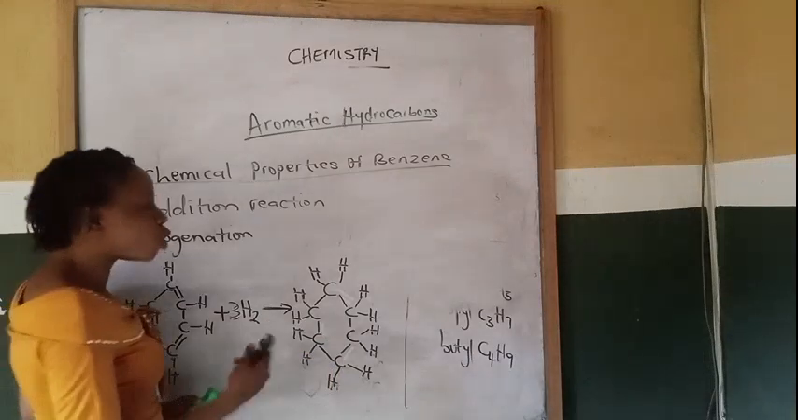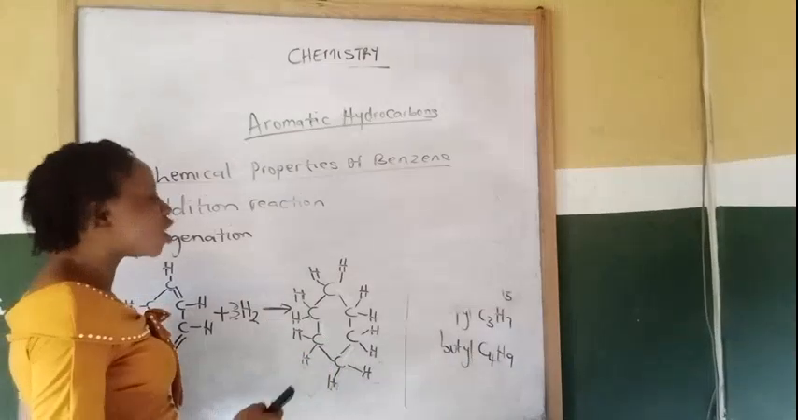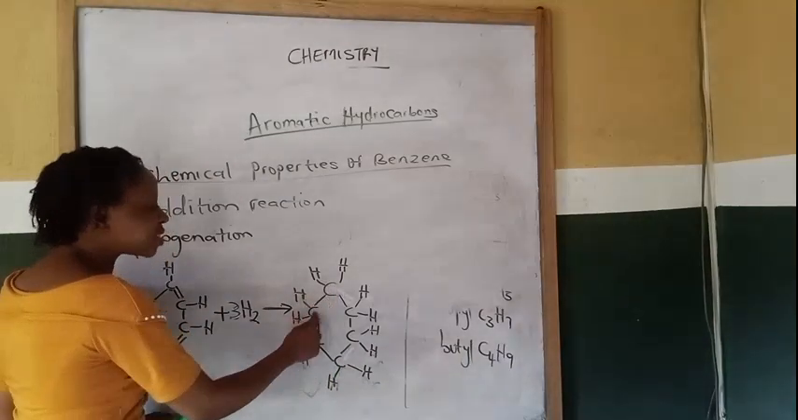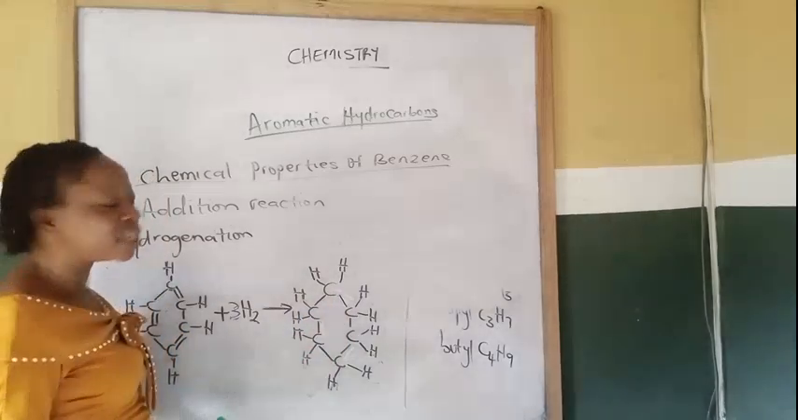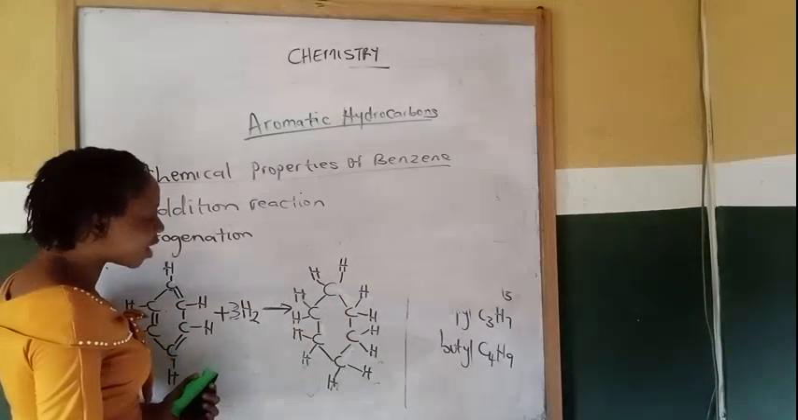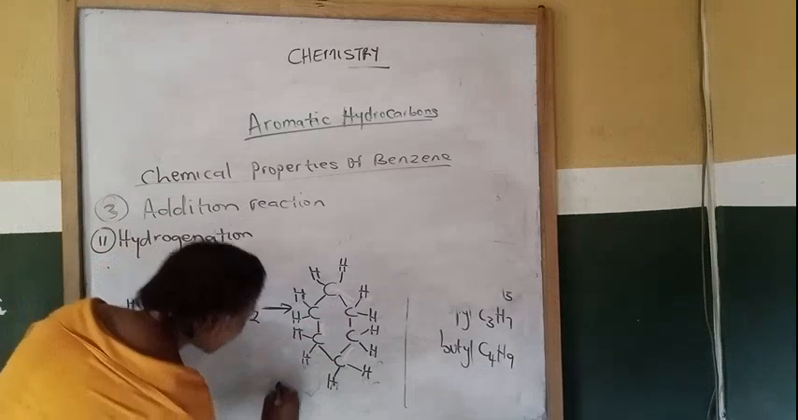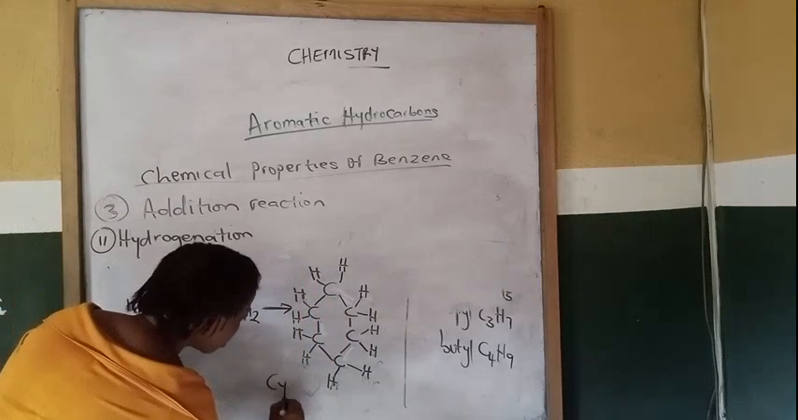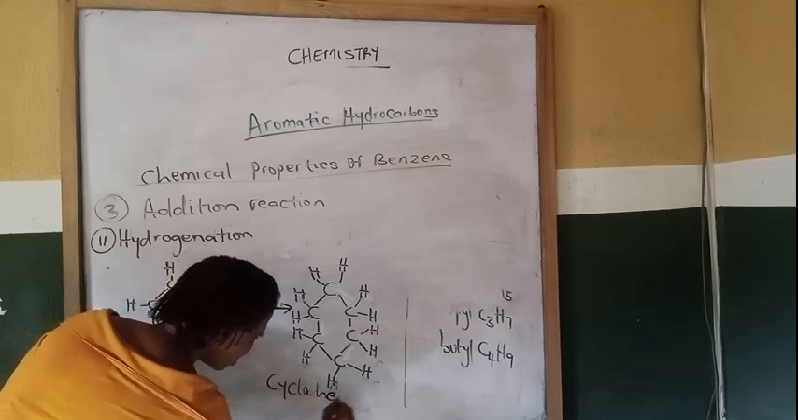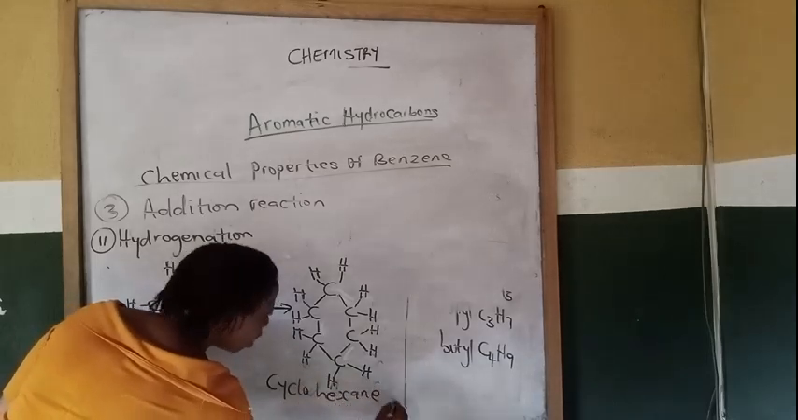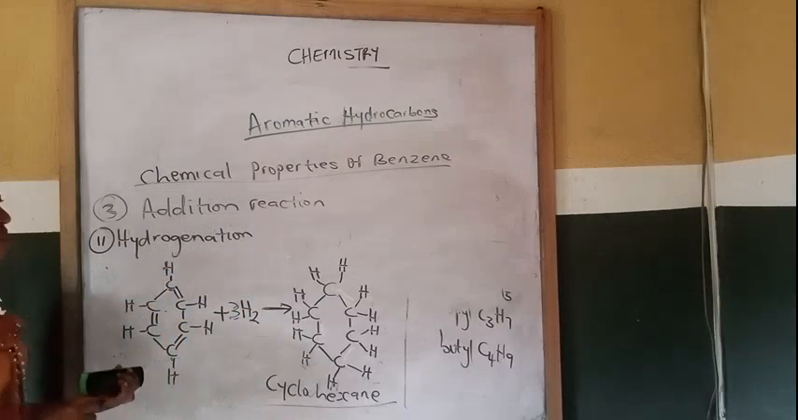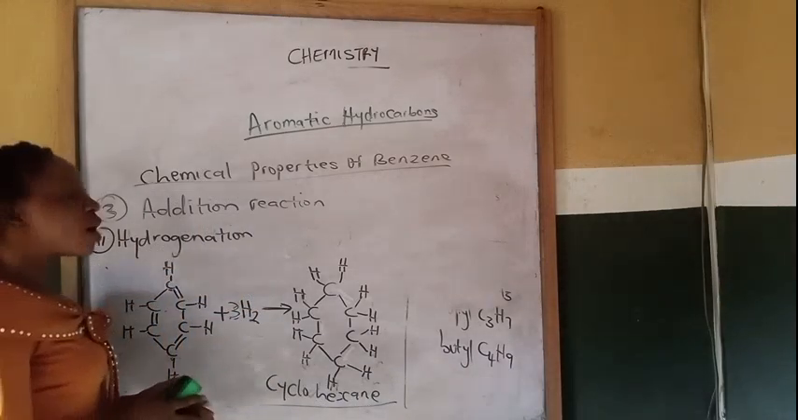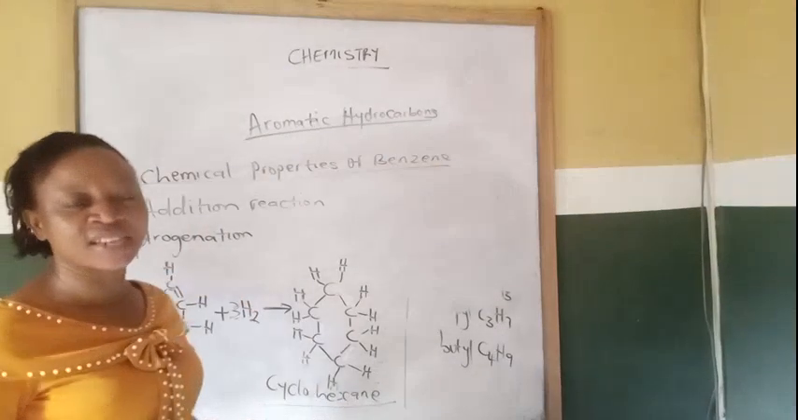So what do we call a closed chain alkane? We call it cyclo. An alkane with 6 carbon atoms is called hexane. So therefore we call it cyclohexane. So the name of this structure is cyclohexane. So we have come to the end of today's class.